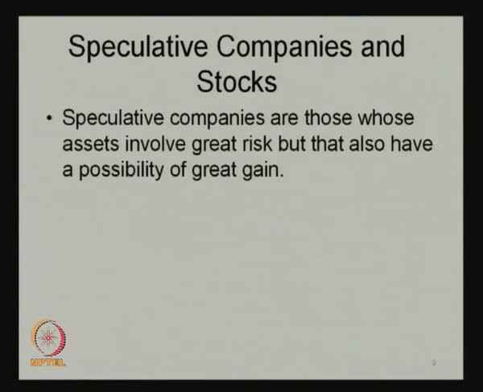Next, we have the category of speculative companies and stocks. Speculative companies have assets with very high risk, but at the same time a lot of potential can also be there. Examples are technology development companies, the companies which are into development of new patents, technologies, copyrights. These companies will be investing a lot and developing a few technologies out of that investment, and some of the technologies may not be successful. Perhaps 1 in 1,000 may be successful, but that successful product or technology can be a blockbuster. Certain R&D companies in the pharmaceutical sector can also come under this category.